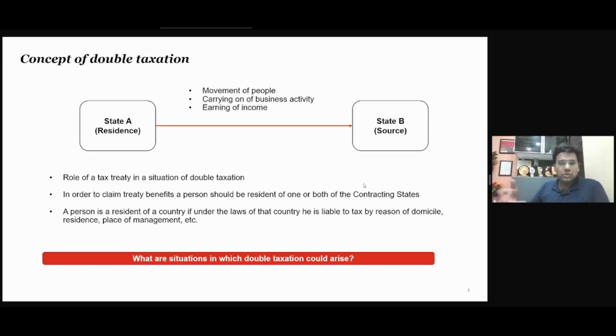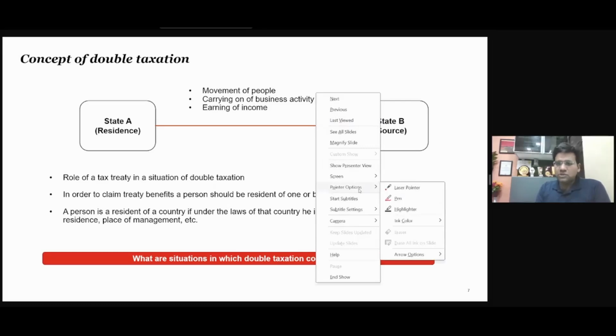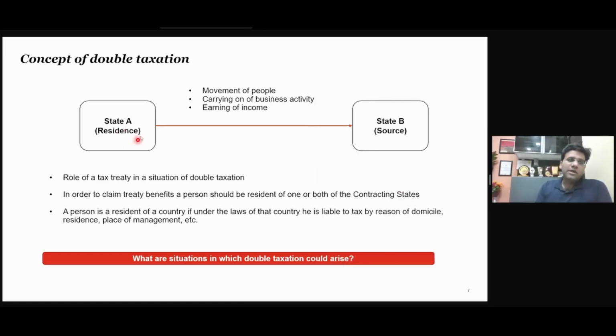So source is India. In this example, state A is USA and state B is India. From state A, some people are going to India. They are carrying on business activity and earning income from India. So as per Indian domestic laws, that is state B, the income of state A from these activities will be taxed in India. Similarly, in the state of residence, that is USA, because they are resident, going by the residence rule, entire global income will be taxed in USA. So that particular income which the US is earning from India will be taxed in both the states.